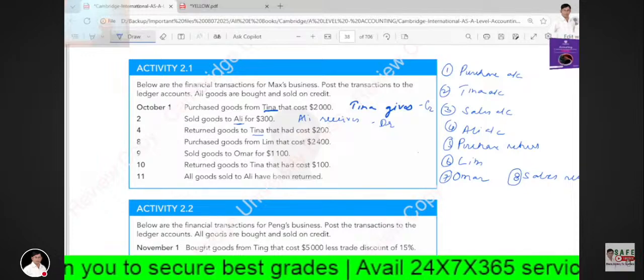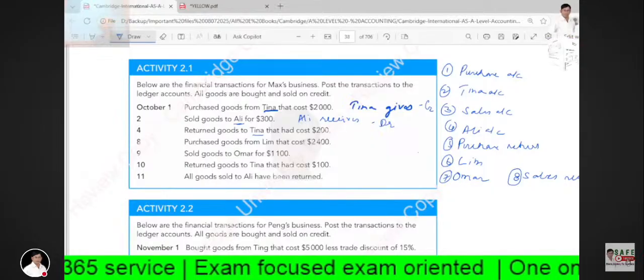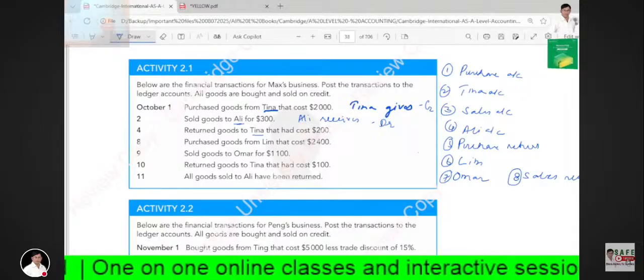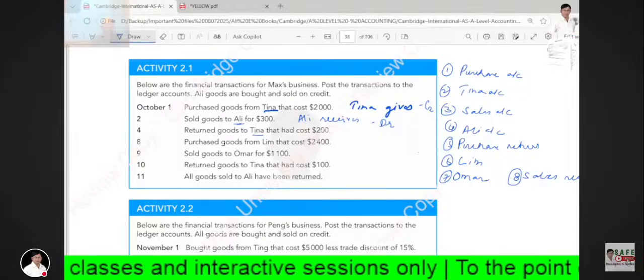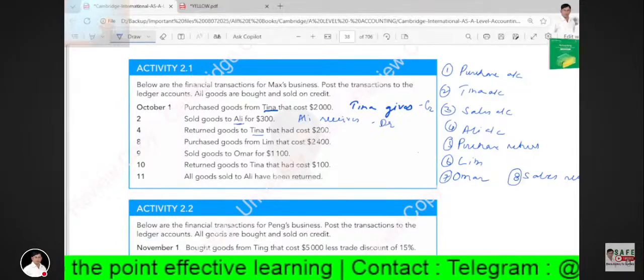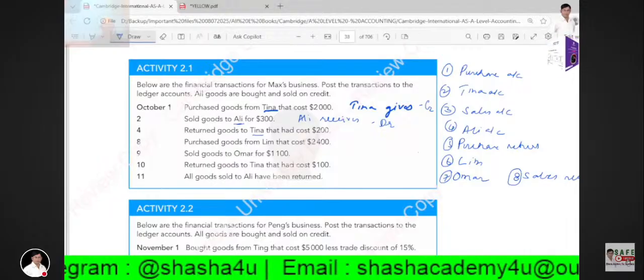Very important. A lot of students get familiar with personal accounts, and the rest of the accounts they do easily. Nominal accounts, expenses, they write off as an expense. Income account, revenue account, they also write. Assets account, debit what comes in, credit what goes out, that also they write. But in personal accounts they mess up.